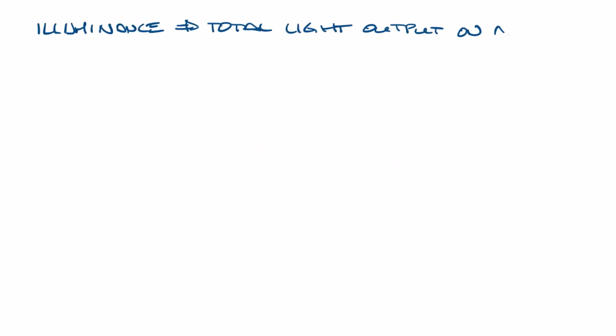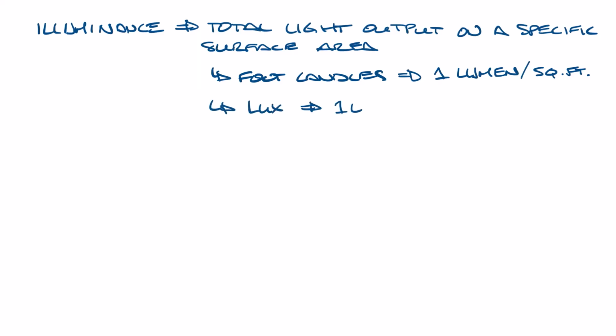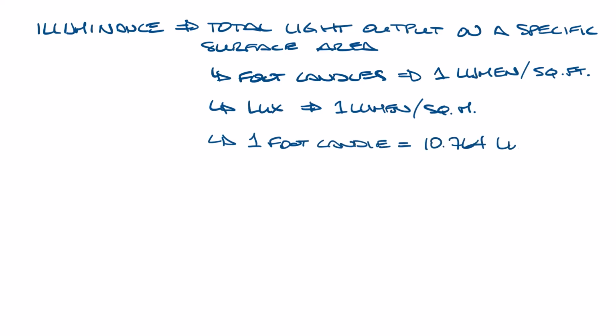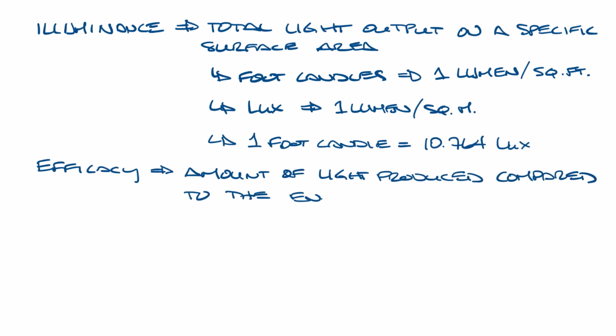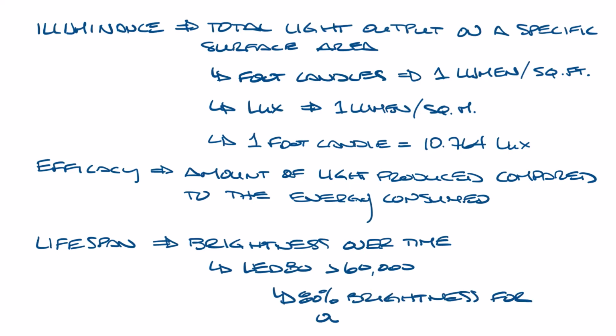Let's make some room. Illuminance is the total light output on a specific surface area. It's measured in foot candles, which is 1 lumen per square foot, or lux, which is 1 lumen per square meter. And 1 foot candle is equivalent to 10.764 lux. Efficacy is the amount of light produced in lumens compared to the energy consumption in watts. And the lifespan of an LED is measured as a function of brightness over time. So LED 80 greater than 60,000 means that the lights will remain at least 80% of their brightness for over 60,000 hours.